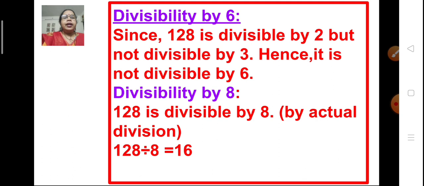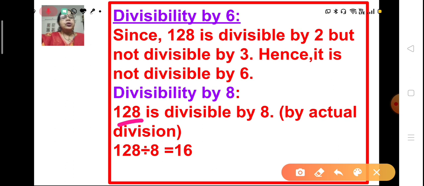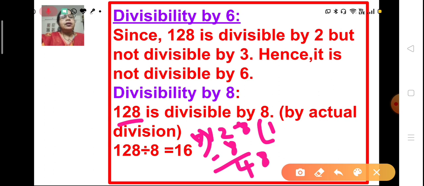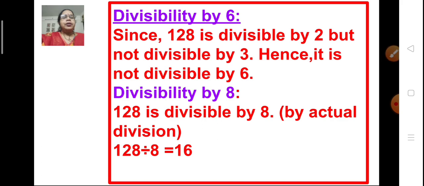And divisibility by 8. How do we test divisibility by 8? The test is applicable to numbers which are formed of 4 digits or more. But here this number 128 is formed of 3 digits, isn't it? So we have to check its divisibility by 8 by actual division. You can check by actual division. 8 once is 8 and 12 minus 8 is 4, and then we take 8 down and this becomes 48, and 8 6 times is 48. So the quotient becomes 16 and the number is completely divisible by 8.